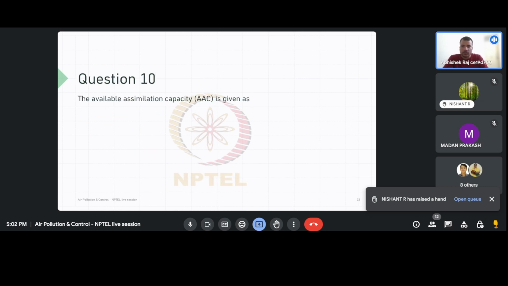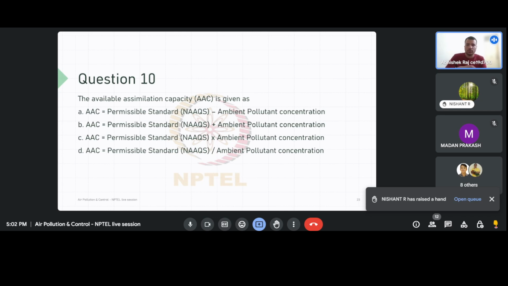Moving to question 10, the available assimilation capacity, AAC, is given as, so I've dropped the options here. It is a permutation of permissible standard as per NAAQS and ambient pollutant concentration. So difference, sum, product, and division.